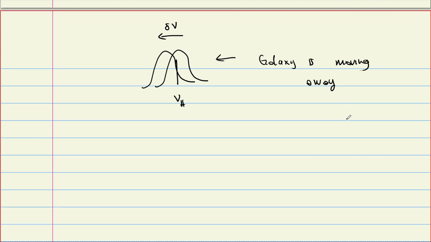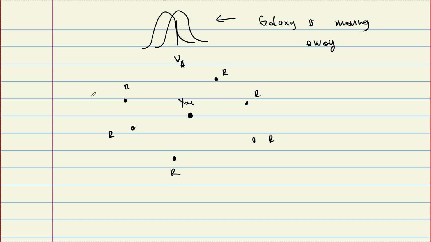So suppose this is you, and you look here, some galaxy, it is redshifted. You look here, some galaxy, it is redshifted. You look here, this is redshift, this is redshift, this is redshift. So what can you tell? Wherever you look, everything is redshifting. What does that mean? Now it's expanding, yes. Everything is moving away from you, right? It is like expanding.